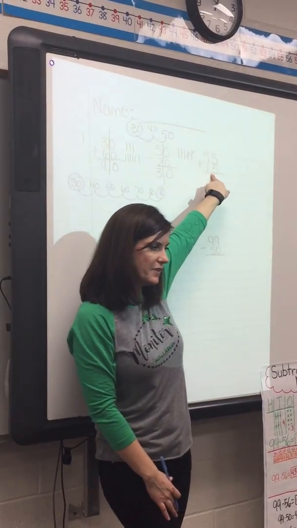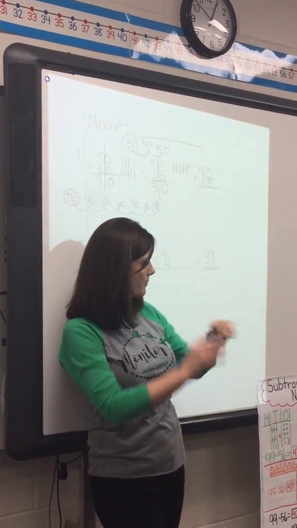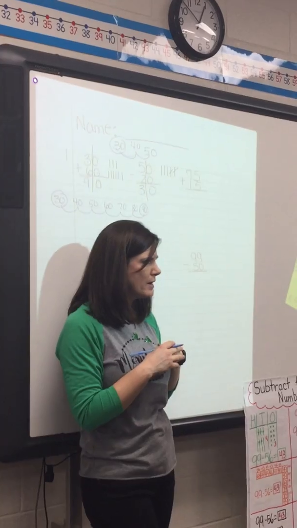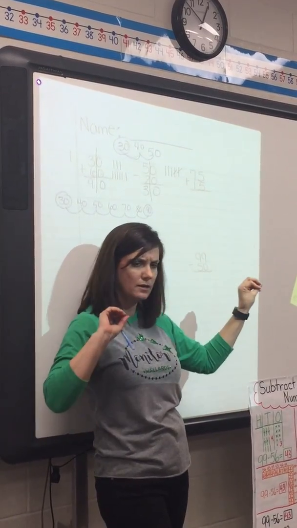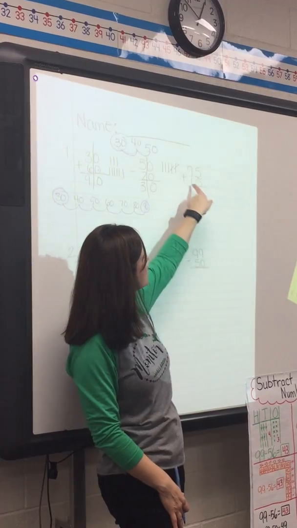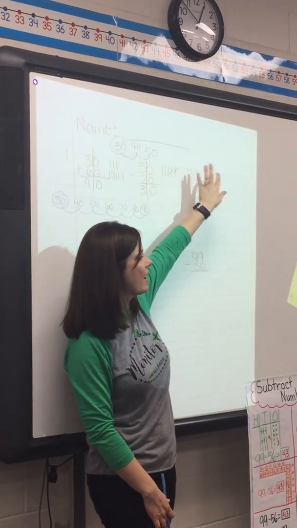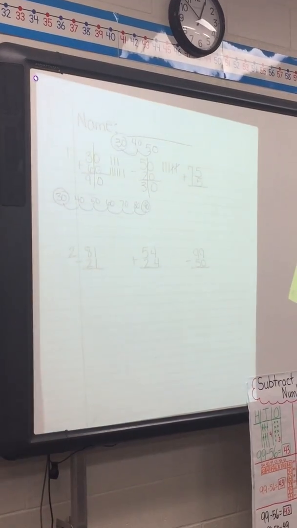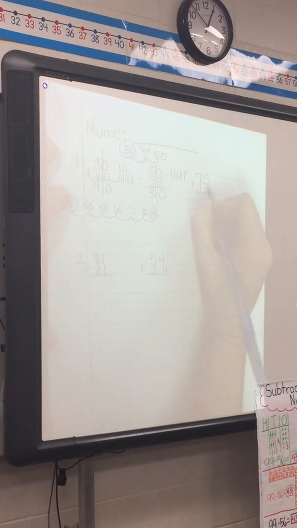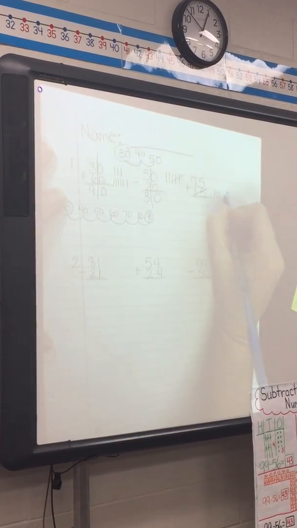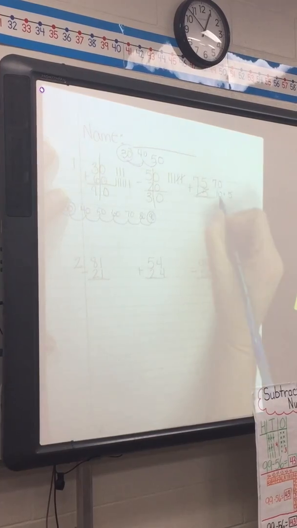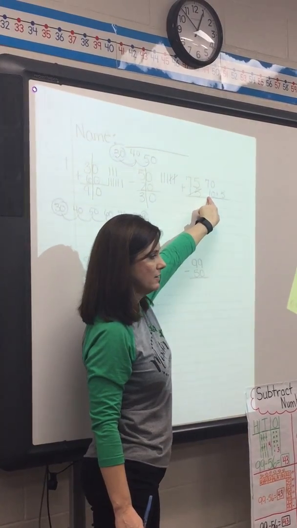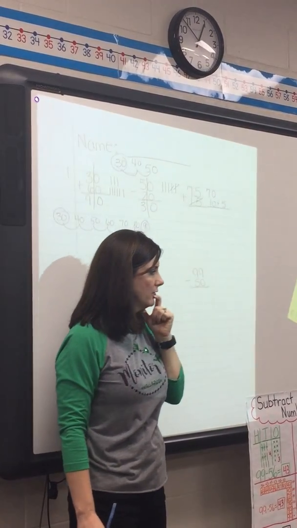Can we decompose this 15? I mean, can we break it apart? Can we break it apart into a 10 and something? What would it be if I broke it apart into a 10 and something? A 10 and 5. A 10 and 5 is going to give us 15. So we can decompose that and say 75 plus 10 plus 5 more, couldn't we? Okay, let's decompose this into 10 and 5. That makes it a little bit easier for us. Now we can say 70 plus 10 plus 5 more. Can we do that? Yeah.